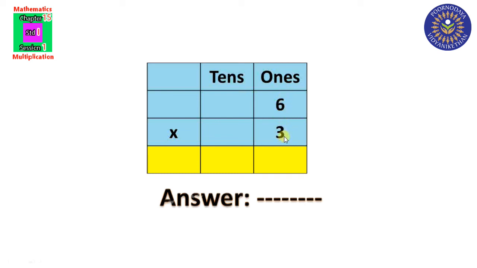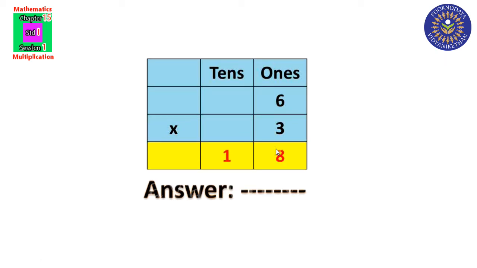Now, recall the multiplication table of 3. You should learn the multiplication table. Then only we can do the multiplication problems. Listen here. 3 1s are 3, 3 2s are 6, 3 3s are 9, 3 4s are 12, 3 5s are 15, 3 6s are 18. Write 8 under the ones column and 1 under the tens column. Clear? 6 3s are 18.